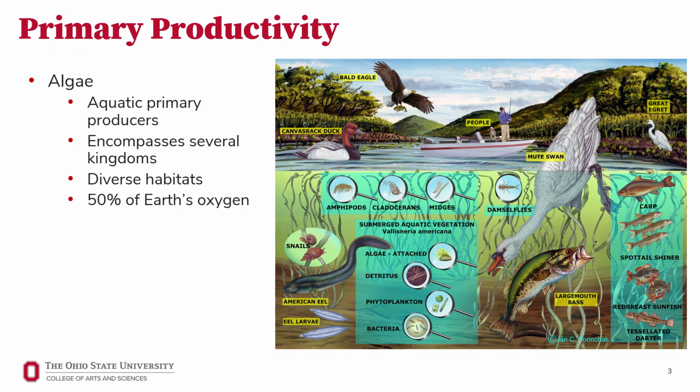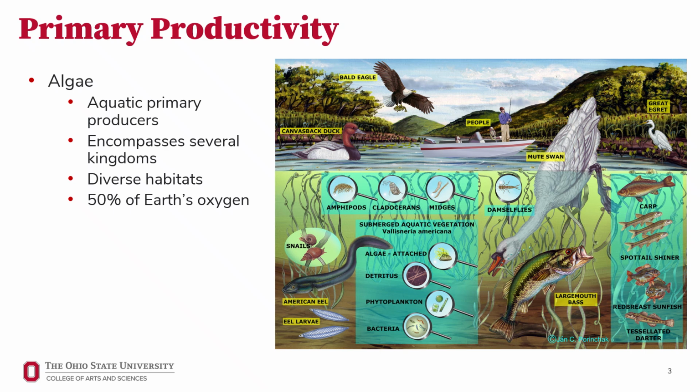Algae is a functional group describing aquatic primary producers. These organisms use photosynthesis to convert solar radiation into energy. The word algae describes a diverse group encompassing several kingdoms, including plants, bacteria, and protists. Some algae are unicellular and some are multicellular. Some algae are independent and others live in large colonies.